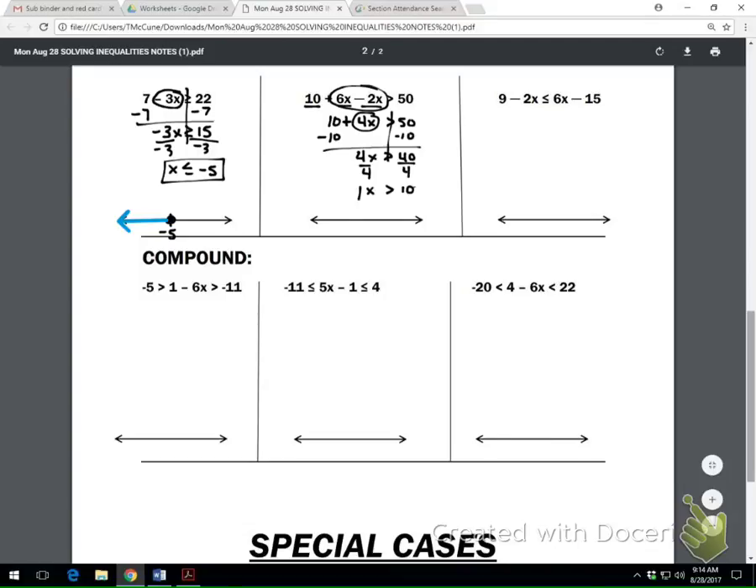Okay, so now, draw your line on your number line, put 10 down. Is it open or closed? Open. To the right or to the left? To the right.